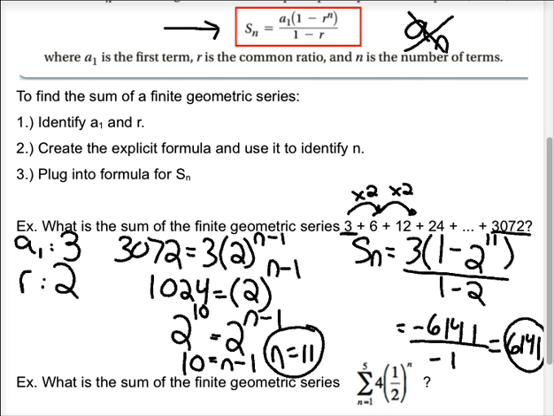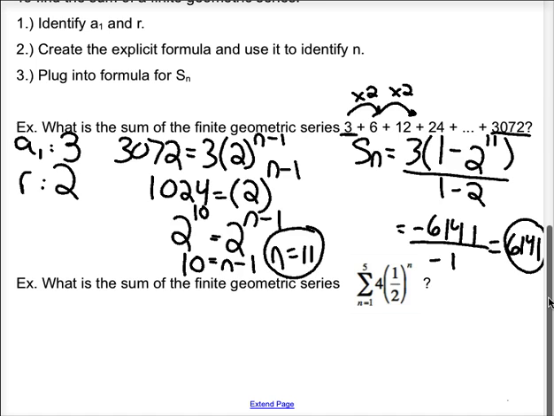All right, so a little bit intimidating, but it should be doable as long as you can follow those steps. Identifying A1 and R, and then using the explicit formula to get N, and then plugging it in to get Sn. So let's do another example.